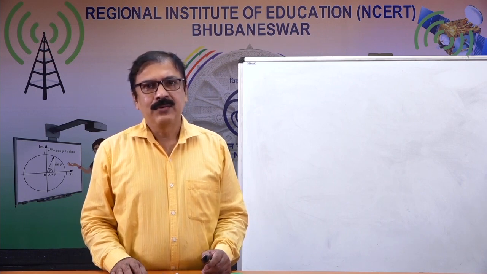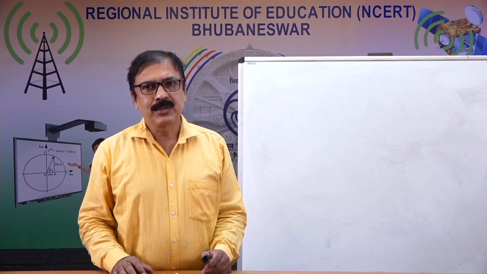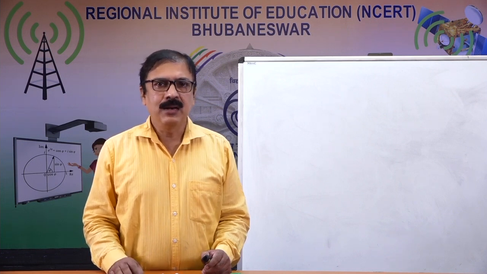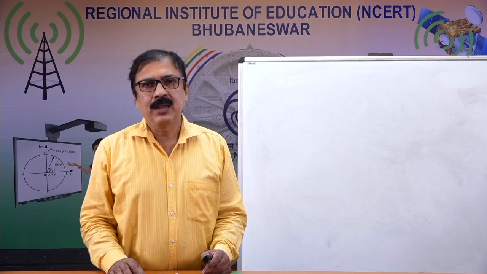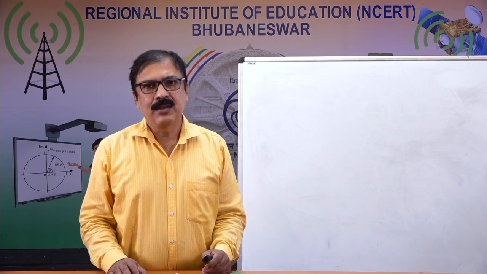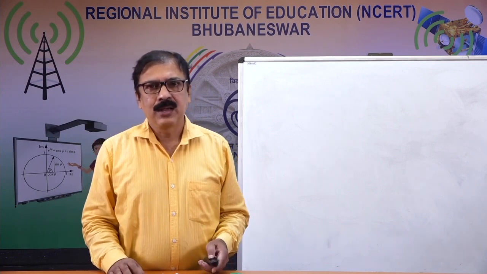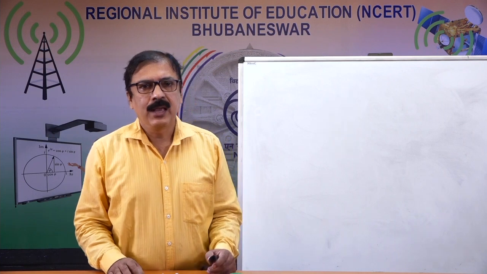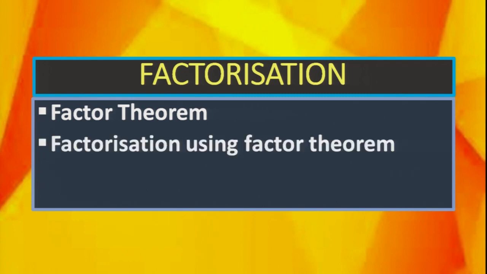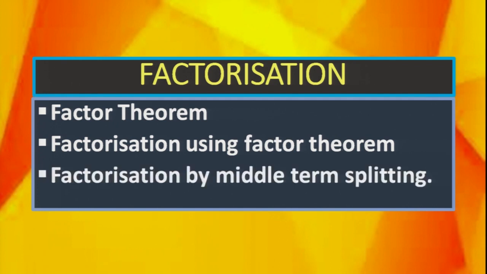From that, we solved some problems without real division. We could find the remainder of the division. Now, in this part, we will discuss the factor theorem, then factorization using the factor theorem, then factorization by splitting the middle term, or middle term splitting.